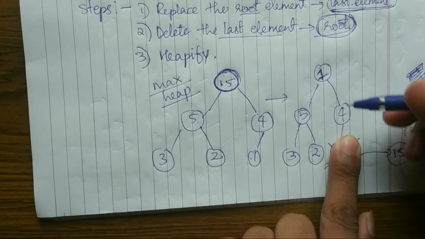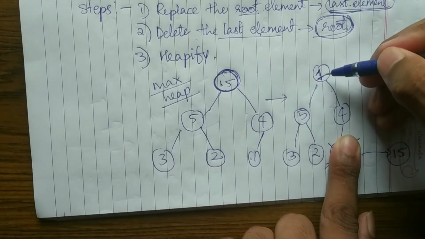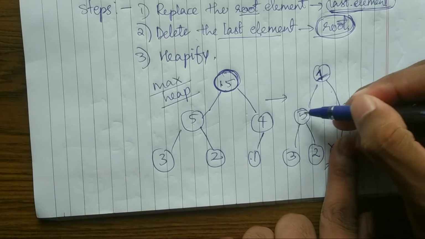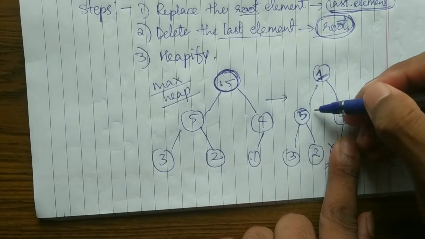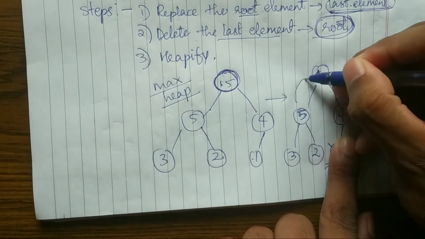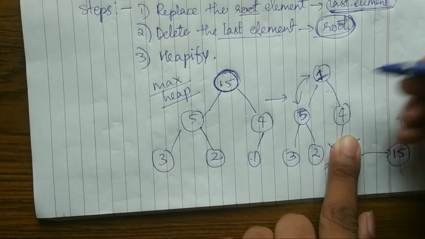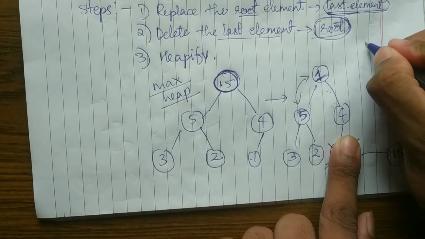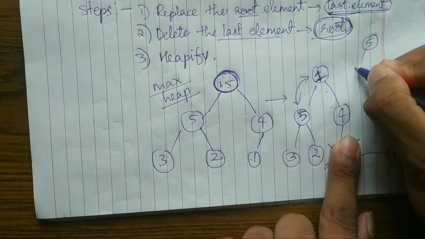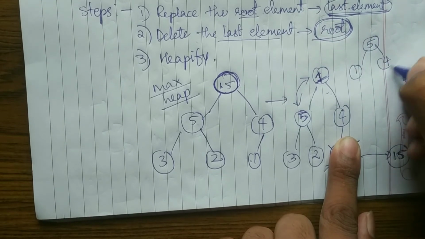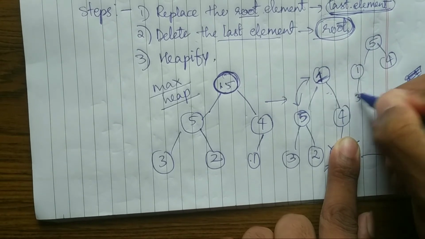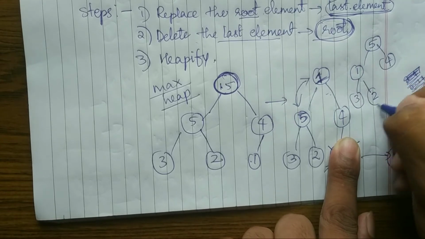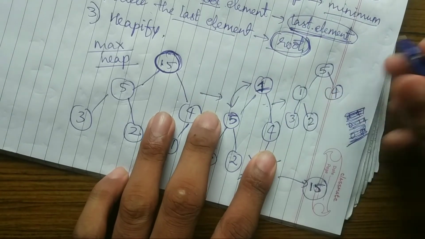So how will we do heapify in this? As this is smaller than this, but in the max heap this should be greater, we will swap these two. So after swapping, this will become 5, 1, 4, 3 and 2. So now we got this.